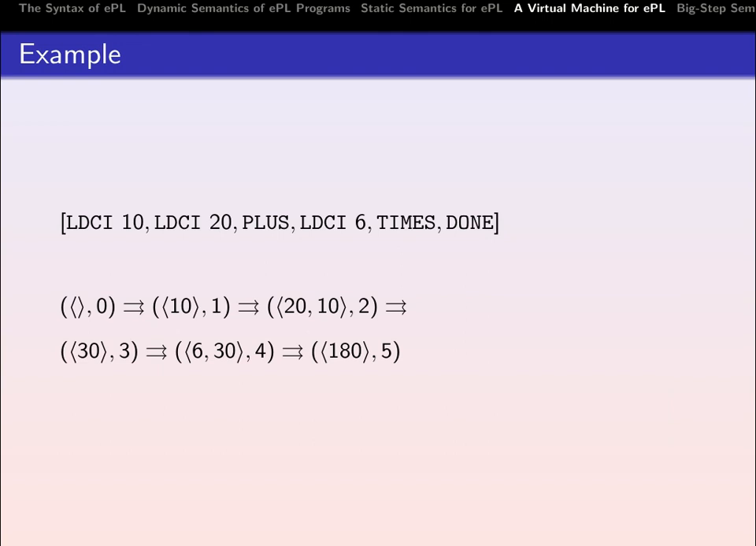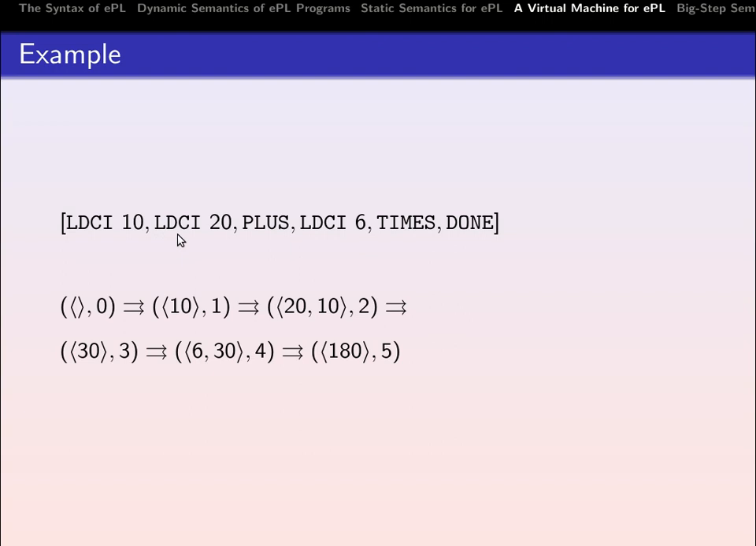Okay? Let's go through some examples first. We have a sequence of instructions, and we can go through these transitions. Starting from the empty stack and program counter 0, we go to a state where we have 10 at the top of the stack. The instruction is LDCI 10, and we're on the first instruction, the 0th instruction, because we start counting from 0. Then we have the first instruction here.